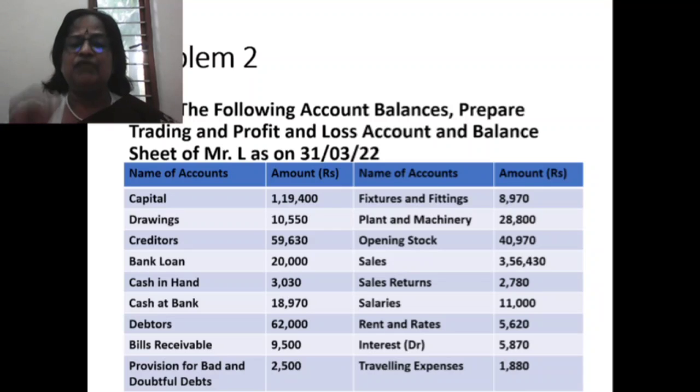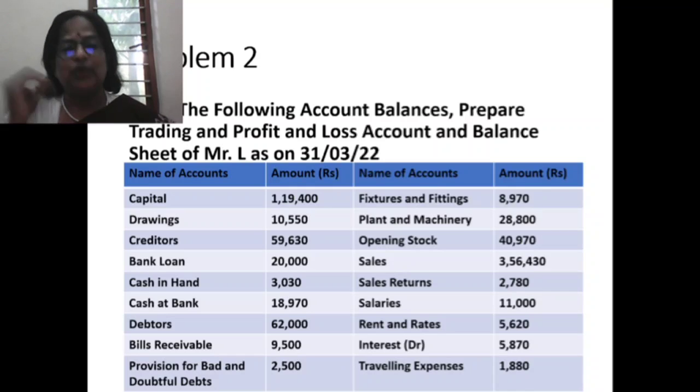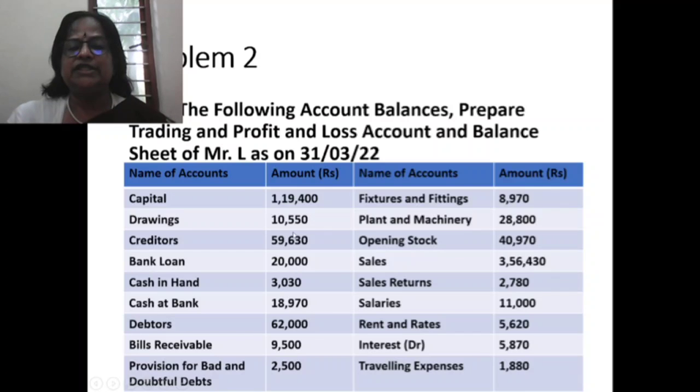So each and every word in the question paper is very important. You read that. Here you can see account balances. It's not a trial balance. So capital 1,19,400, drawings 10,550, creditors 59,630, bank loan 20,000, cash in hand 3,030, cash at bank 18,970, debtors 62,000, bills receivable 9,500, provision for bad and doubtful debts 2,500.